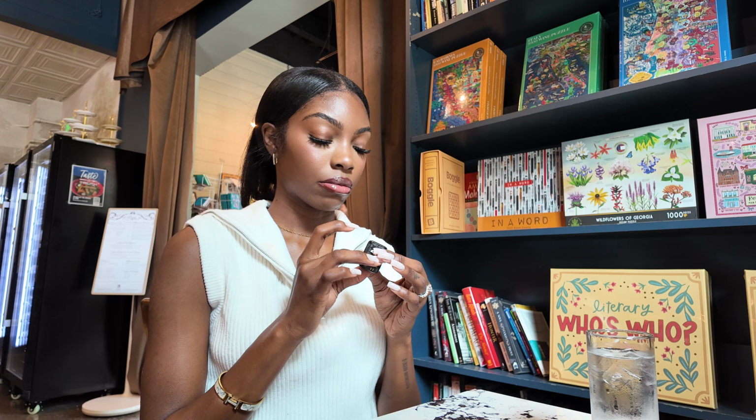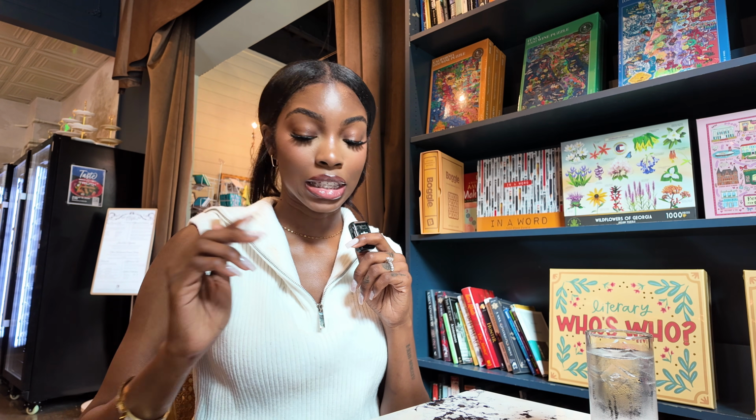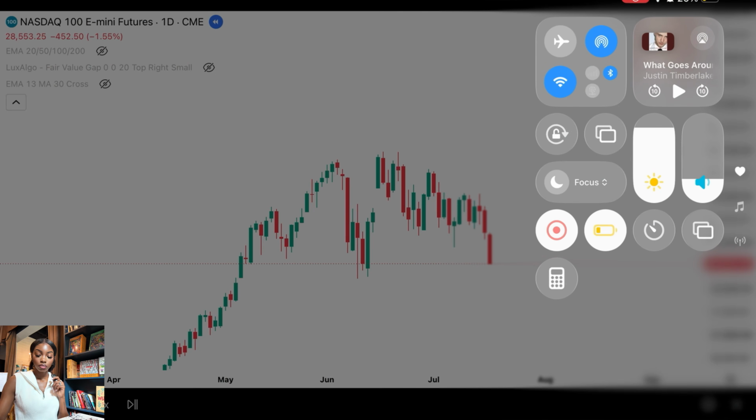So I've been pretty much looking for supply and demand zones on a bigger time frame, and something that has been helping me so much. Oh my goodness. Let's go over it. Let's go ahead and get into it.